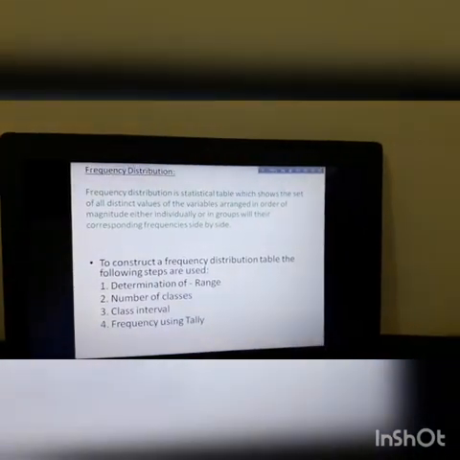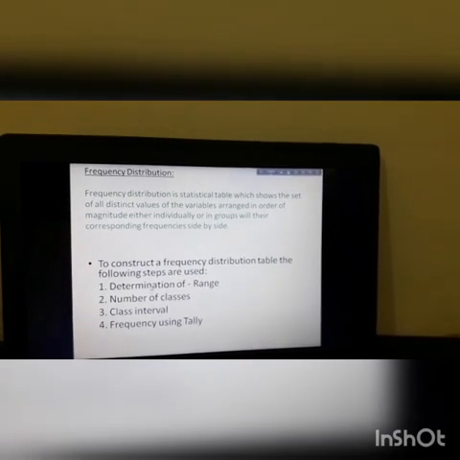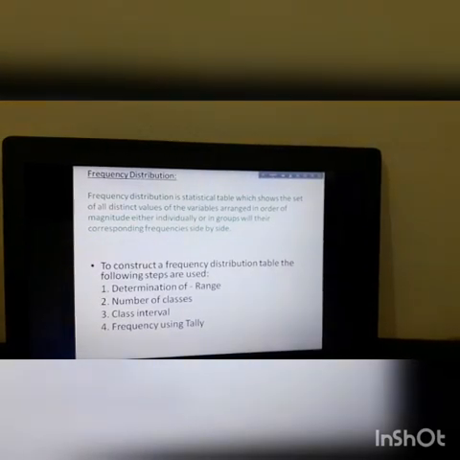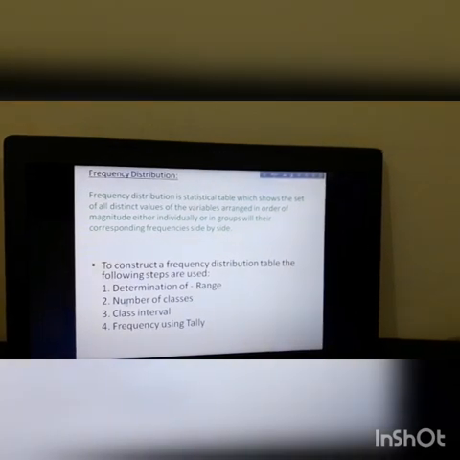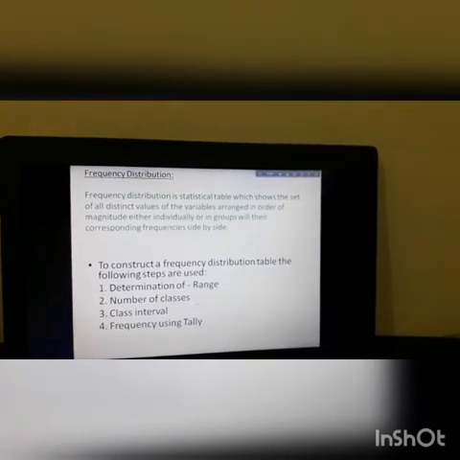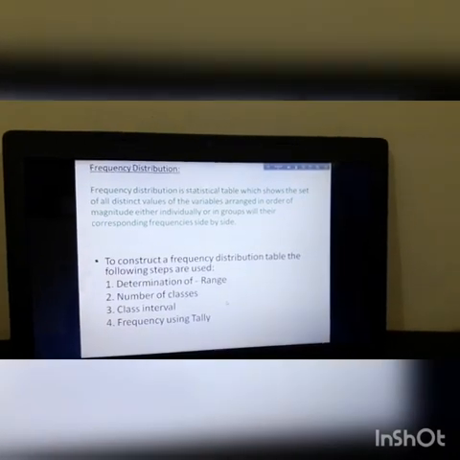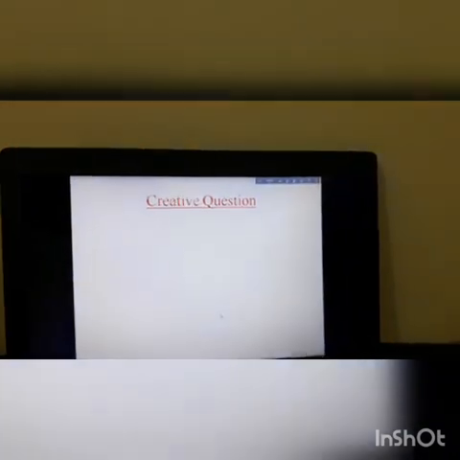Now, to construct a frequency distribution table, you have to follow the sequence. Firstly, you have to determine the range, later on the number of classes, class interval, and using the tally marks, after that you will get a frequency distribution table. So this is overall the basic of the chapter.